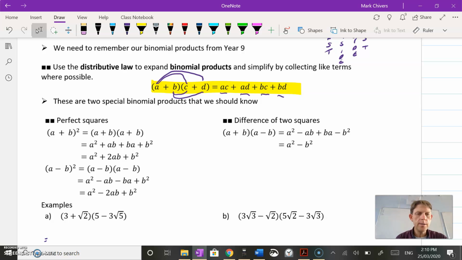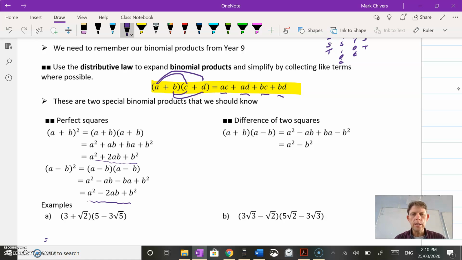We've got perfect squares that automatically take this format. So if it's A plus B all squared, it'll end up being A squared plus 2AB plus B squared. And if it's A minus B all squared, it's A squared minus 2AB plus B squared. But if you don't quite get that right now, that's okay. We'll deal with that a little bit with algebra.